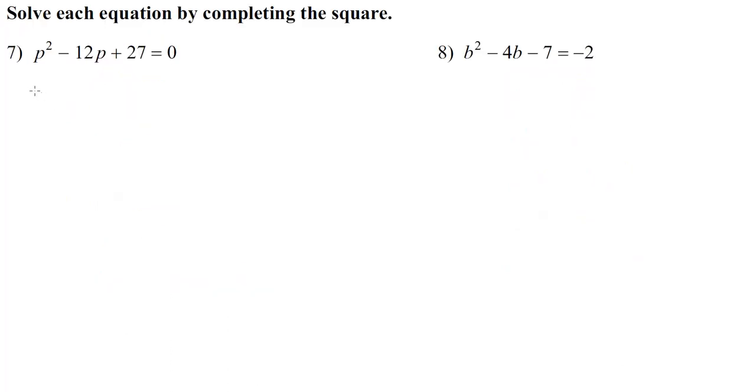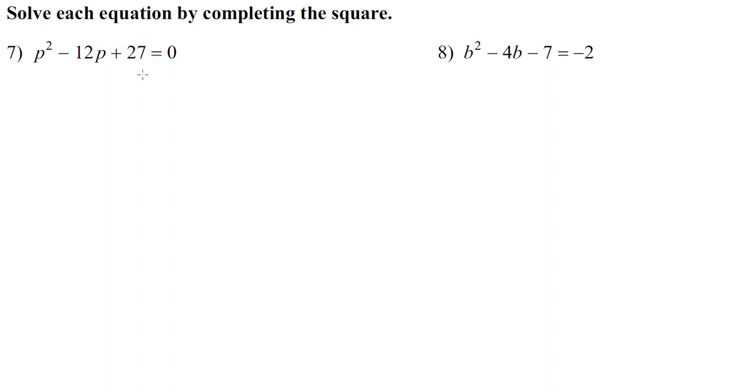All right, so in this section, we're going to solve each equation by completing the square. If we look at number 7, p squared minus 12p plus 27 equals 0. Normally, you want your equation set equal to 0, but not when you're completing the square, because you don't want a c value on the left-hand side. So this positive 27, I don't want it here.